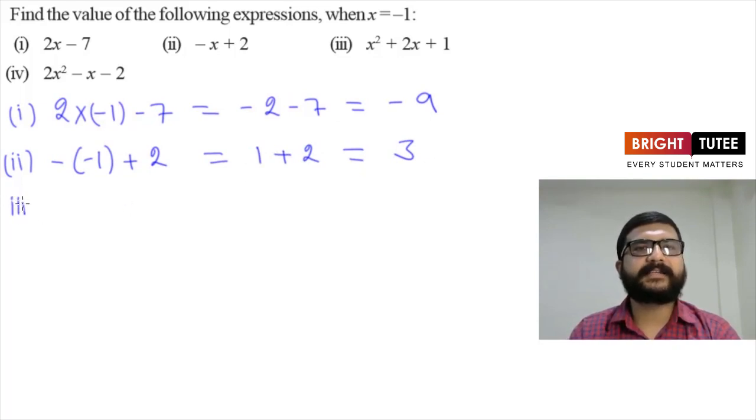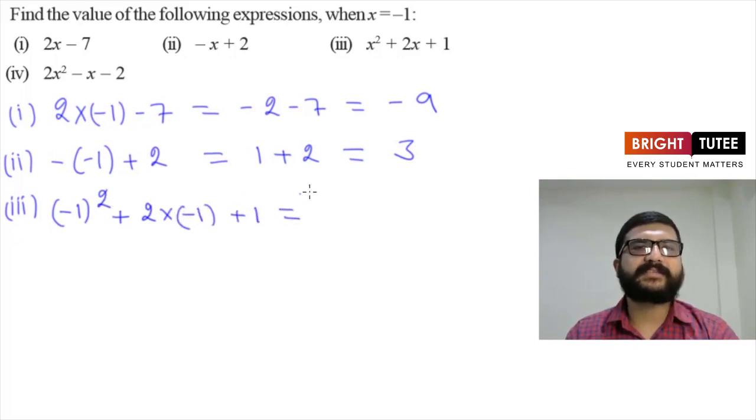Now the third expression, it is x square plus 2x plus 1. So here x square means we'll have minus 1 square because value of x is minus 1. So this is minus 1 square plus 2 into minus 1, that is 2 into x plus 1. Now minus 1 square, it is 1 plus 2 into minus 1, it is minus 2 and then plus 1. Now 1 minus 2, it is minus 1. Minus 1 plus 1, this will give us 0. So value of this expression is 0 at x equal to minus 1.